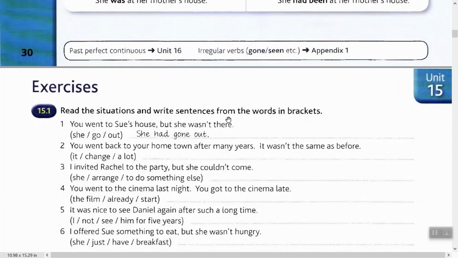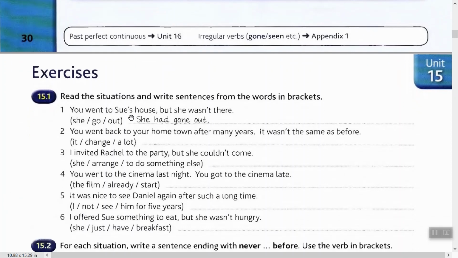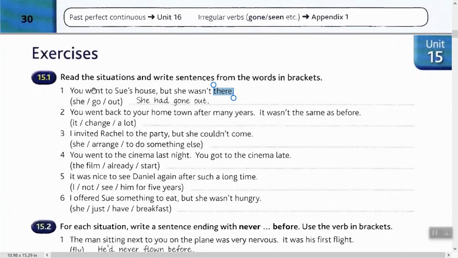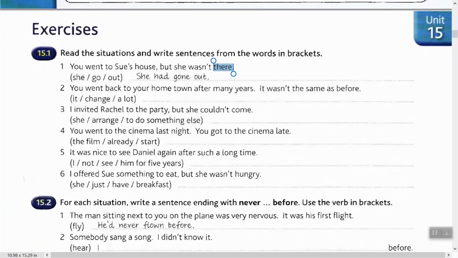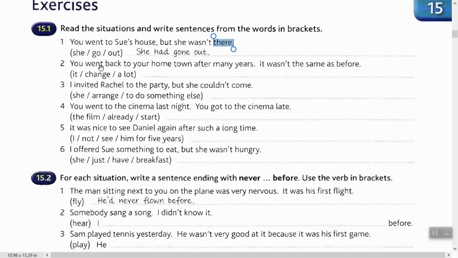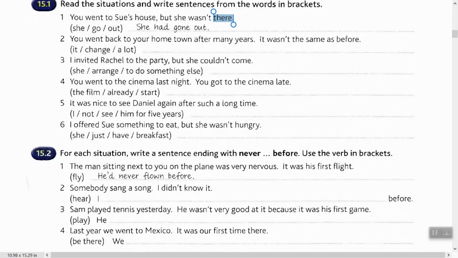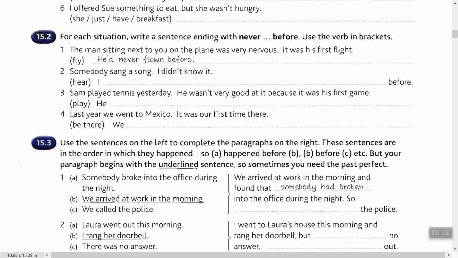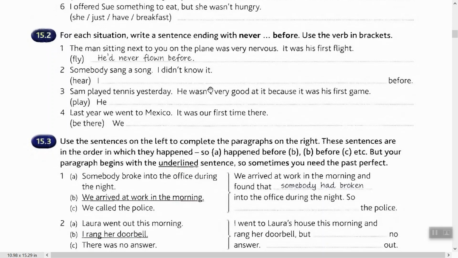Read the situation and write the sentence. You went to Sue's house. You see, you went to Sue's house but she wasn't there, in the past. Only when it changes, if it is present, it becomes present perfect. You went in the past. I invited Rasha to the party but she couldn't come. See, I can put here never before.